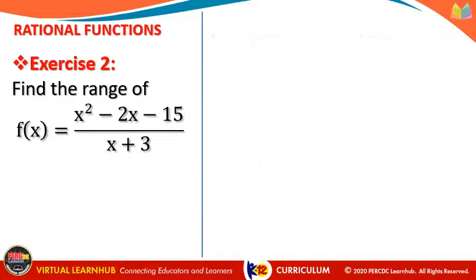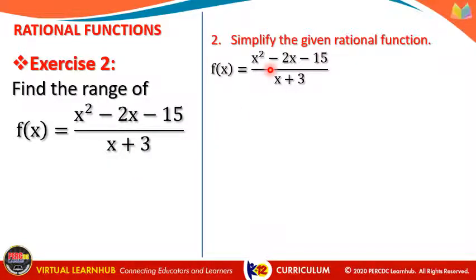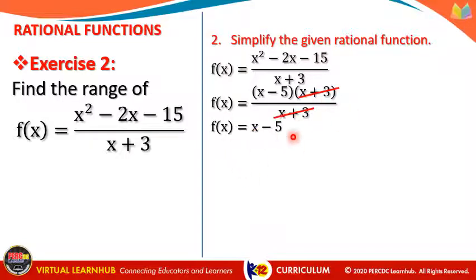Step 2, let us simplify the original rational function. Let's use factoring. X squared minus 2x minus 15 is equal to x minus 5, x plus 3. As you can see, x plus 3 will cancel out. Therefore, ang maiiwan lamang ay x minus 5. Thus, our simplified function, again, tawagin ko lang na g of x to avoid confusion. Yung na-simplify natin na function is x minus 5. So, this is the original function. This is the simplified function.